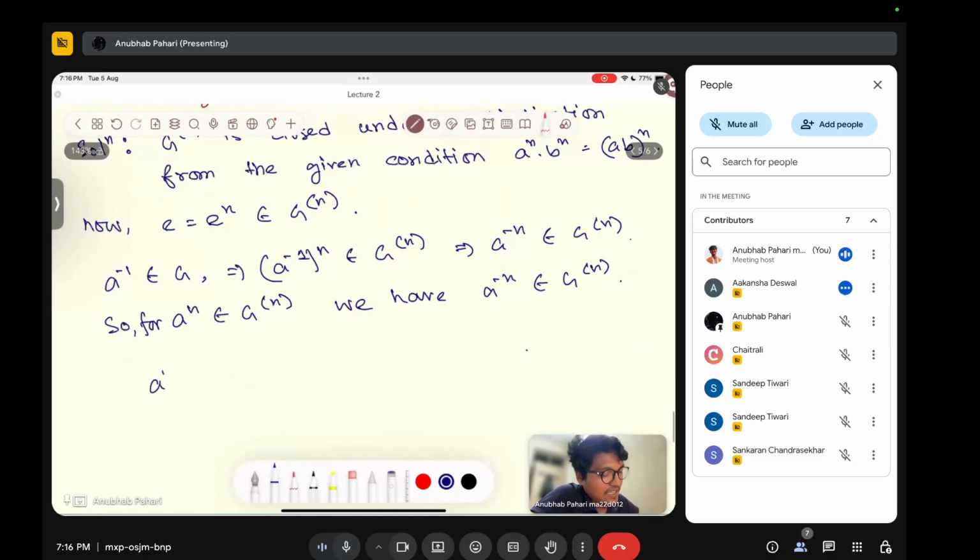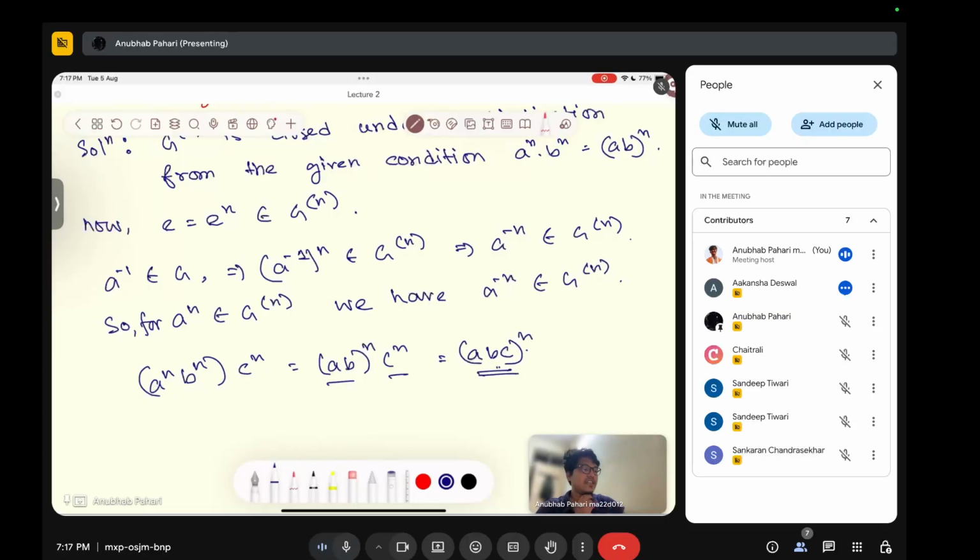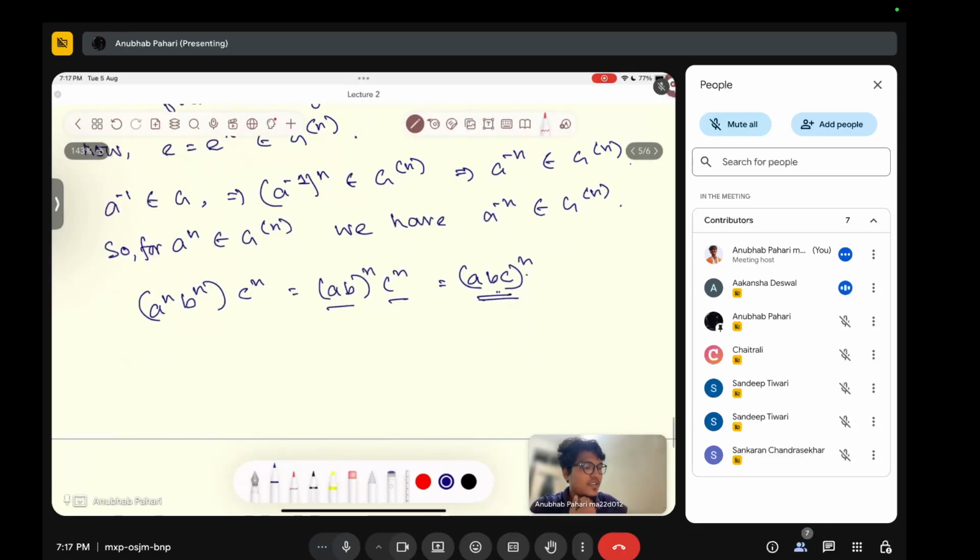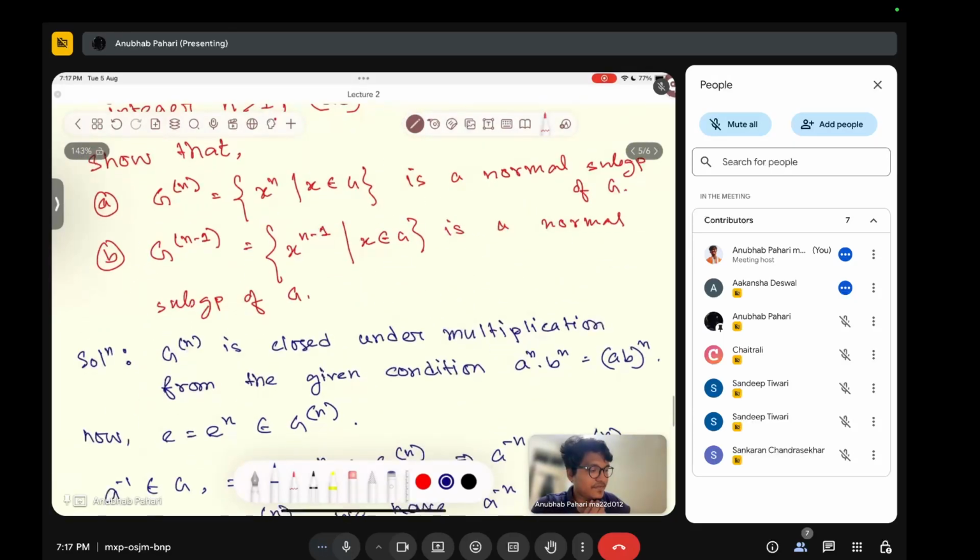Let's do this. Take a^n, b^n, c^n as elements; associativity holds. You will try? Okay, sir. I will try and let you know. Let's take these as two elements from the group. Then again, these satisfy a^n, b^n, c^n, and then you apply associativity here. Okay, sir, I got it.